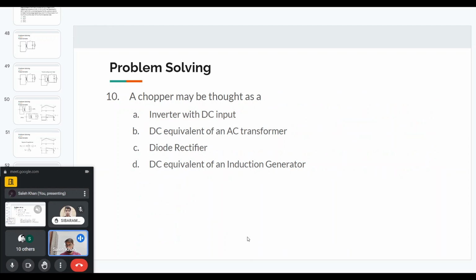So the 10th or last question is that a chopper may be thought of as, and the options are inverter, the DC input, DC equivalent of an AC transformer, diode rectifier, and the last option is DC equivalent of an induction generator. So you can put your guesses in the chat.